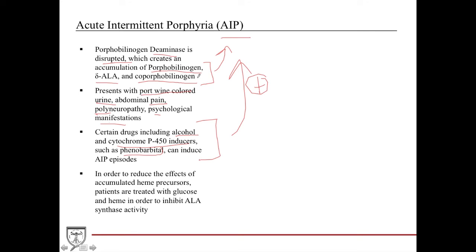A lot of times you're classically given the picture: port wine colored urine, abdominal pain, polyneuropathy, and they may even give you acute intermittent porphyria, and they'll ask you what drug they may be on, or what drug they may have taken. And you need to know, probably this one mostly, cytochrome P450 inducers. Also, in order to reduce the effects of these accumulated precursors, patients are treated with glucose and heme in order to inhibit ALA synthase activity. If you remember back to heme synthesis, these can cause a negative feedback on the ALA system, and that's why you need to memorize that as well.